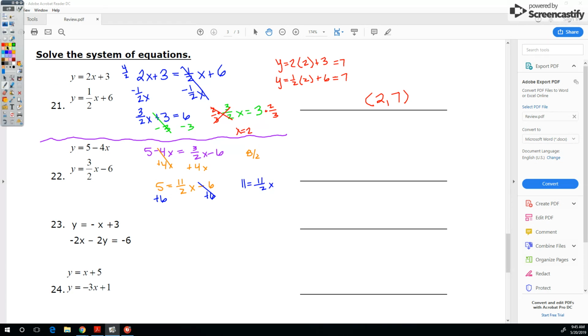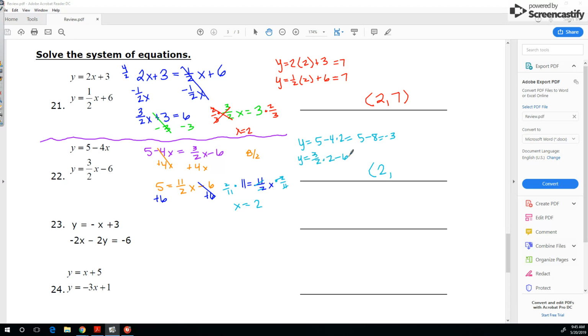Again, to cancel out that 11/2, I'm going to use 2/11. And 2 times 11 is 22, divided by 11 is just 2 again. Interesting. Okay, so plugging back in, y is equal to 5 minus 4 times 2. 5 minus 8 is negative 3. And then y is equal to 3/2 times 2 minus 6. 3 times 2 is 6, divided by 2 is 3. And 3 minus 6 is also negative 3.